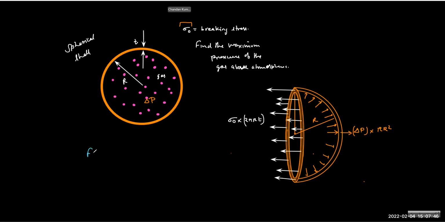So now the next part is just the equilibrium. For equilibrium, the stress into 2 pi R T must equal delta P into pi R square. So delta P is 2 sigma naught thickness upon radius. This is the answer. Is it clear? Okay, if it is clear, then we can solve some questions.